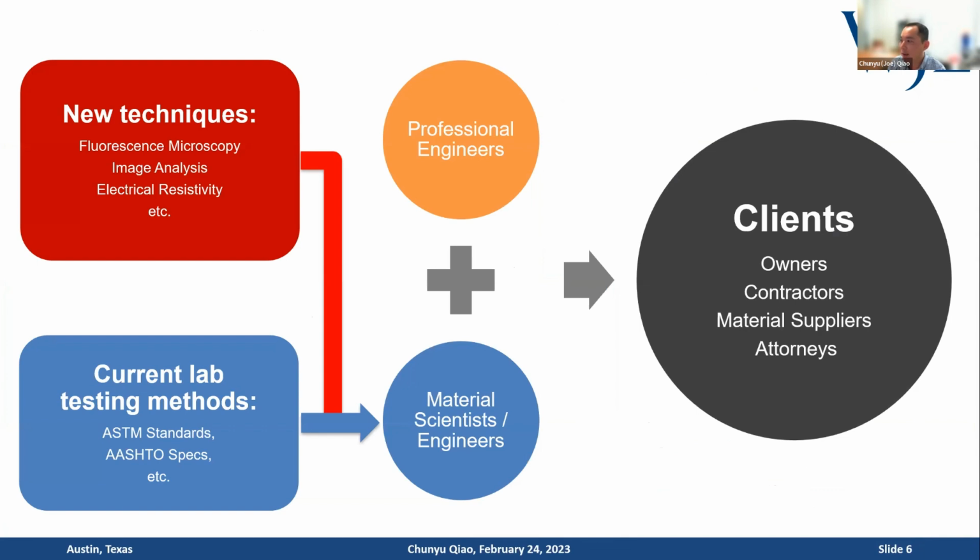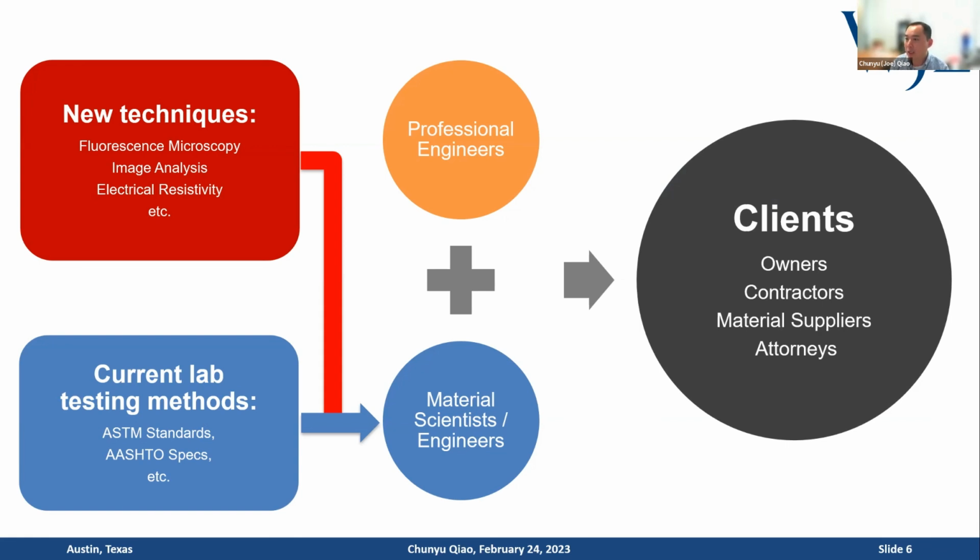I always see myself as a team member for the whole game. We have clients, our clients can be owners, contractors, material suppliers, and attorneys in different cases. A lot of times, structural evaluation and material evaluation will involve efforts together from professional engineers and material scientists. So we have different lab testing methods. Like I said, we have ASTM standards, AASHTO specs, and other FAA specs in different fields. In addition to those standards, I am always down for some new technology that can help us go a further mile in material testing.